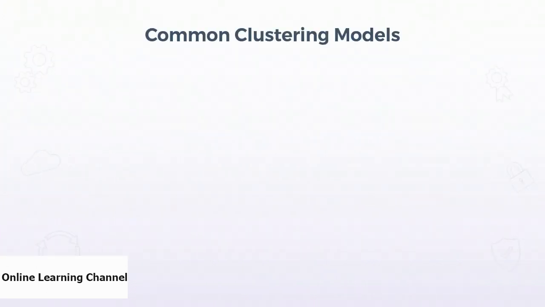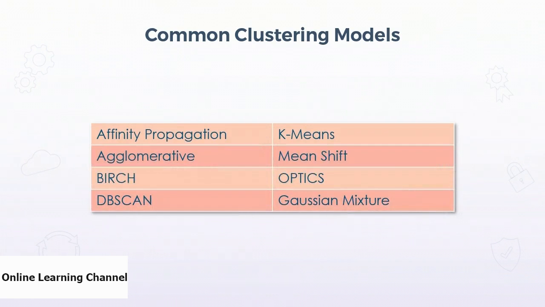Now, as it relates to clustering, there are a few common models that are generally used. For example, there's the Affinity Propagation model, the K-means model, the Agglomerative model, mean shift, BIRCH, OPTICS, DBSCAN, and the Gaussian Mixture. So let's talk about each of these a little bit.